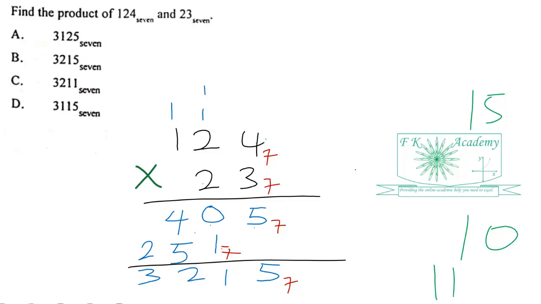Then 2 times 1 is 2. So we add, and that will give us 3215 base 7.